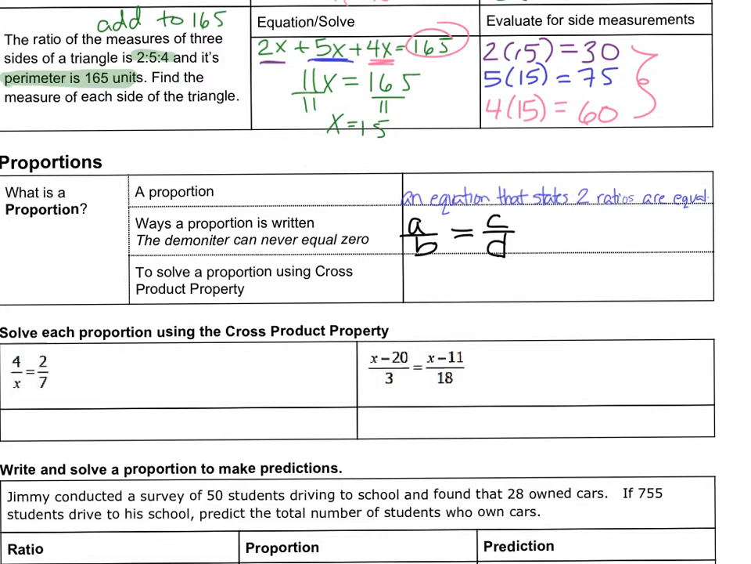When you have this, we can solve by using what's called the cross product property. And the cross product property basically tells us you're going to take the multiple. So I'm going to do A times D. And so my AD is going to be equal to my B times C. And then from there, we can solve for whatever variable we need. Because usually when you have this, we have three numbers and one letter, one variable that we're solving for.